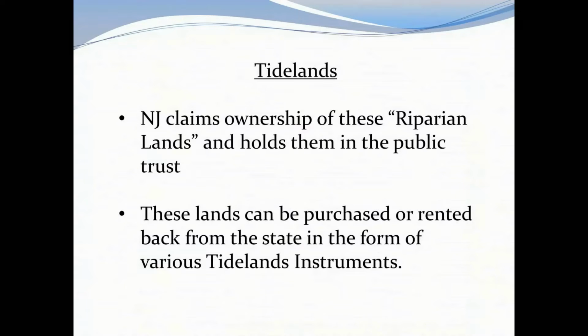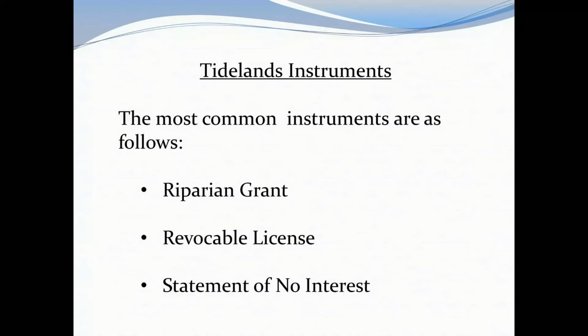So the idea of tidelands is that they are lands held in the public trust. There's an education fund that this money is deposited into, and it's supposed to be utilized. Since it's our public land, since we, as members of the public, own it, this land is actually our land, and it goes towards our education, right? The right to use this land can be purchased or rented back from the state in the form of several instruments. So we'll go over those now.